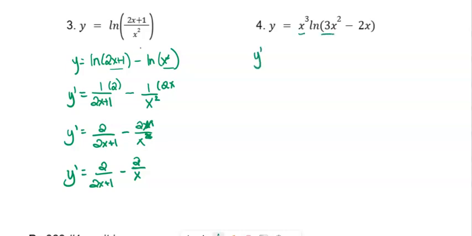So I'm going to apply all the things. First up, take the derivative of the first. Keep the second. Then add, keep the first. Derivative of the second. And take the derivative of the argument, which is 6x minus 2.